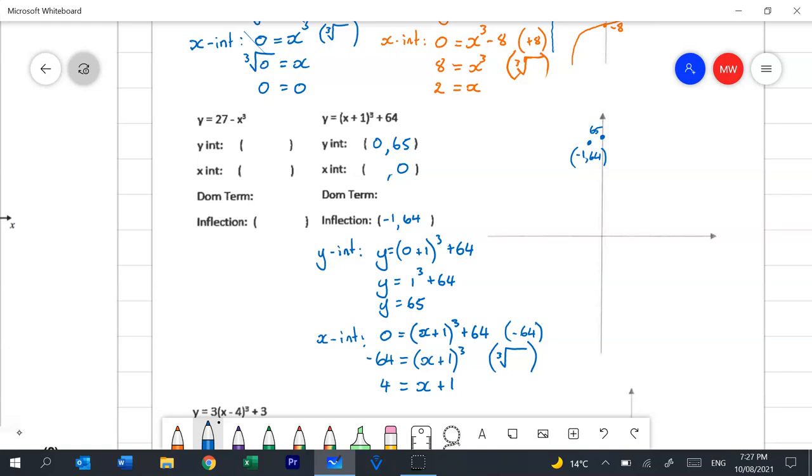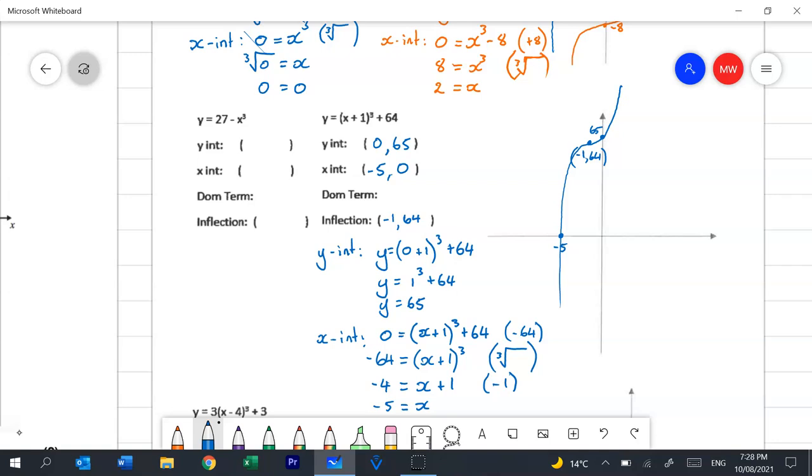Should have made that a minus, shouldn't I? And then I will take 1 from both sides, so I'll end up with minus 5 being x. And so when x is minus 5, y will be nothing. That will give me my x-intercept. And then I just need to draw it in. It'll come up, inflect, and carry on up this way.